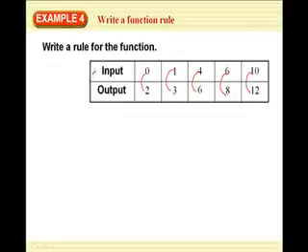So our inputs are x's, okay? Our outputs are y. So y equals x plus 2.